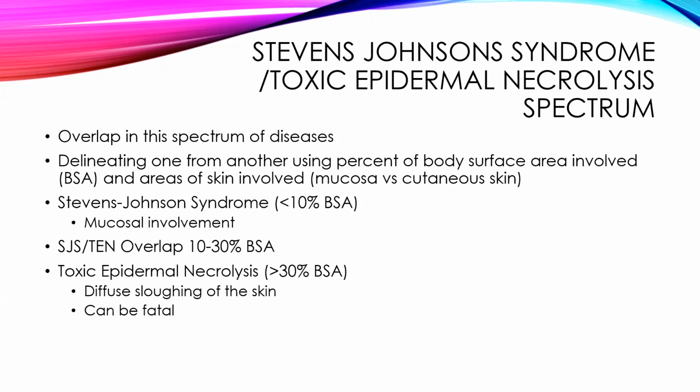We also use the areas of skin involved, which are the mucosa versus the cutaneous skin. So Stevens-Johnson syndrome is defined as having less than 10% body surface area with heavy mucosal involvement. And then we have this overlap that we mentioned between the two diseases where 10 to 30% body surface area is involved. And then toxic epidermal necrolysis is defined as over 30% body surface area. These patients have diffuse sloughing of the skin. And while all of the SCARs can be fatal, this one especially has a high fatality rate.